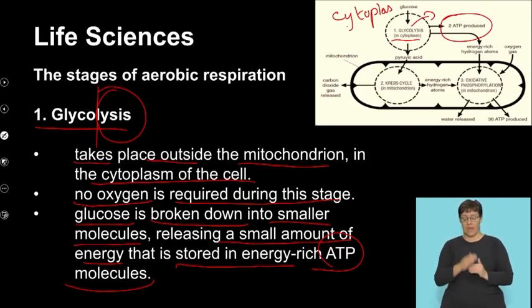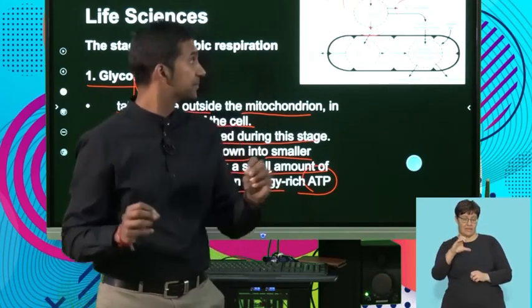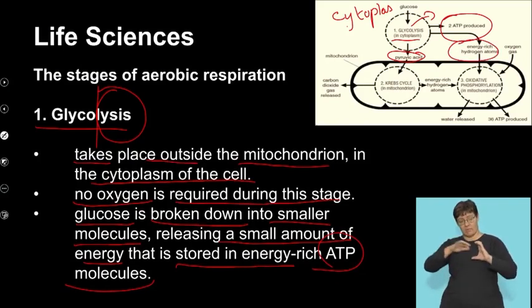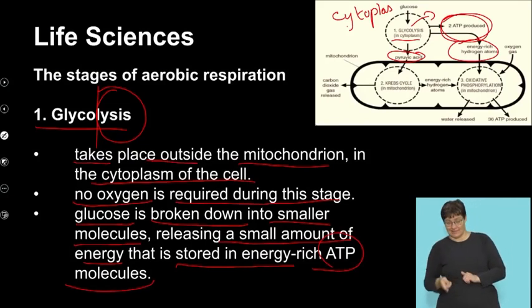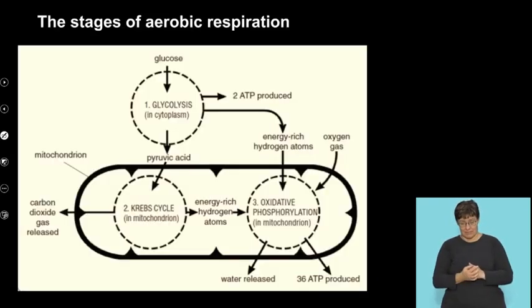At the end of glycolysis, we see the production of pyruvic acid. So the glucose molecules split up into 2 molecules of pyruvic acid. The pyruvic acid then moves into the next stage, which is the Krebs cycle, into the mitochondria, and the energy-rich hydrogen atoms, which are now in the form of ATP, are used in the next steps. Right, so that's glycolysis. We mentioned that the energy-rich hydrogen atoms are then used in the third stage of the process. Let's look at this in greater detail.